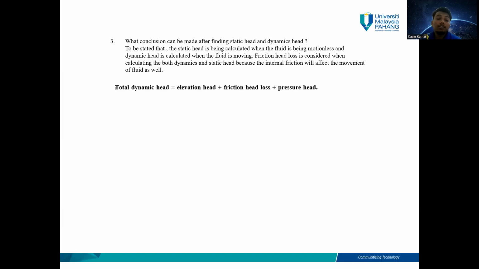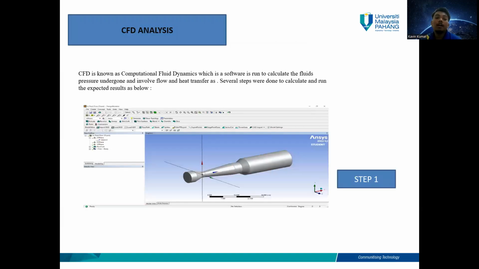As we know, the formula for the total dynamic head is elevation head plus friction head loss plus pressure head. And following that, we were advised to come up with a CFD analysis for one of the experiments we are doing. So our team decided to come up with the CFD analysis for the Bernoulli principle. There are several important steps in order to do the CFD analysis. The first step is to come up with the sketch and the drawing as per the dimensions.